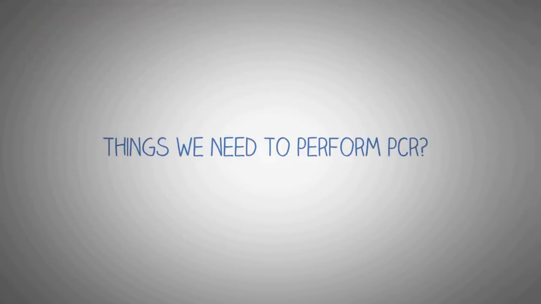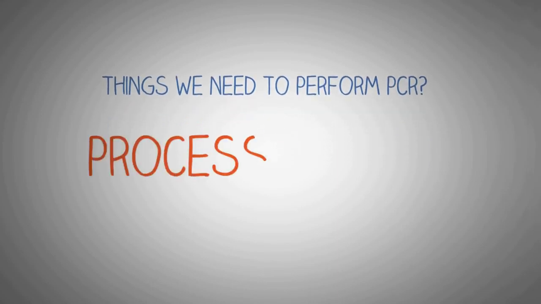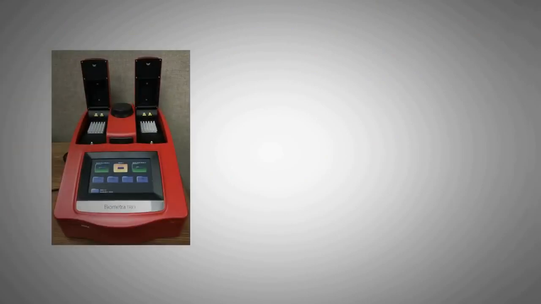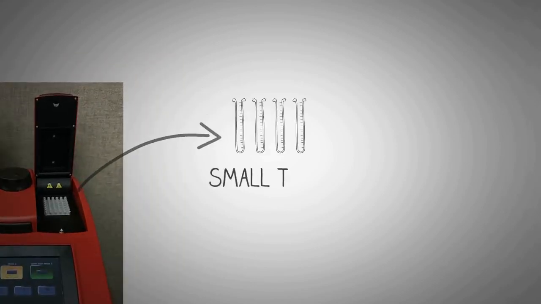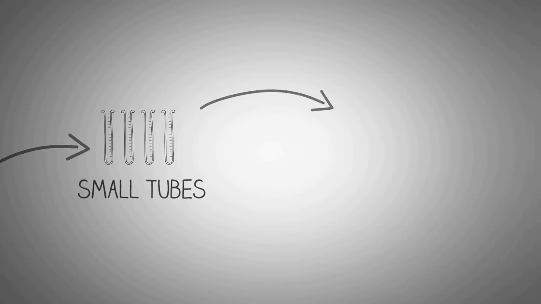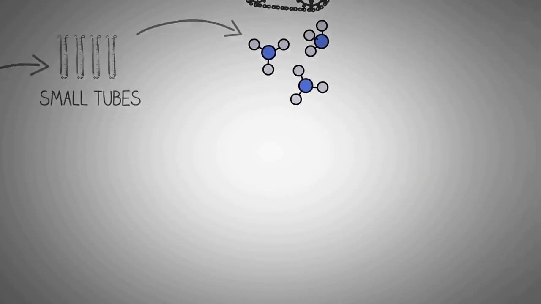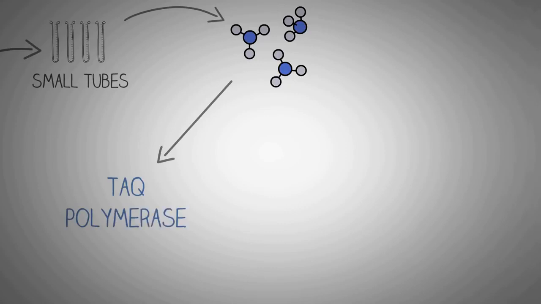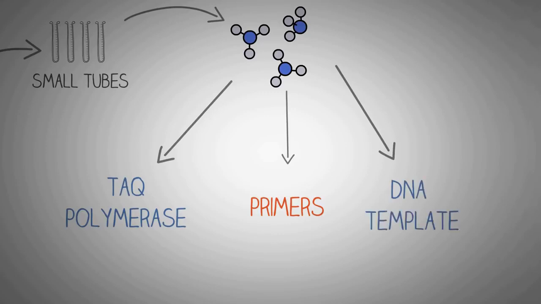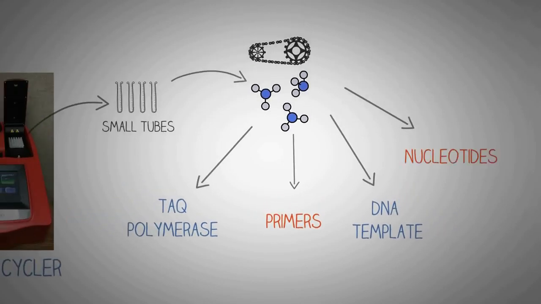Now let's first talk about what are the things that we need to perform PCR, and then we will discuss how this process happens. The most commonly used equipment in PCR is the thermal cycler, also known as the PCR machine. Inside the PCR machine, we have these small tubes in which all the chemicals are inserted and the reaction takes place. Now let's look at the stuff that we put inside these tubes that makes this reaction possible. The key ingredients of a PCR reaction are Taq polymerase, primers, DNA templates, and the nucleotides.